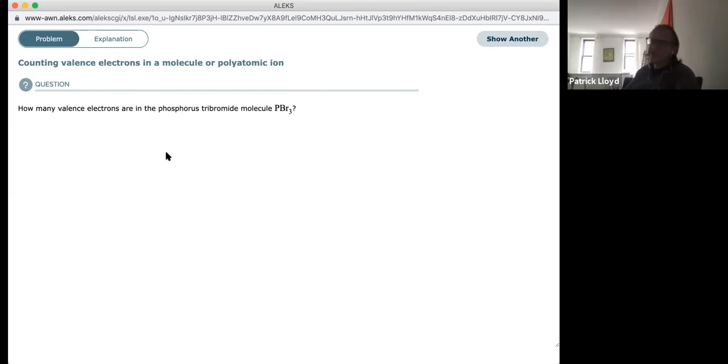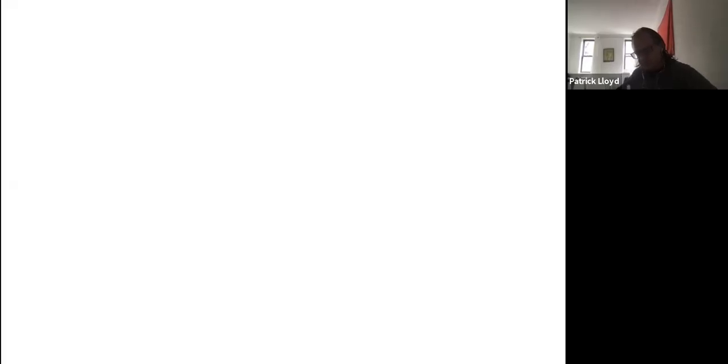The goal of this whole thing is drawing Lewis structures. Organic chemists, that's what they do. They draw Lewis structures and then they think about the chemistry that might happen. But it starts with the Lewis structure, okay? So the molecule is PBr3, or phosphorus tribromide. So let's try to draw the Lewis structure of PBr3. In that, we'll find the number of valence electrons.